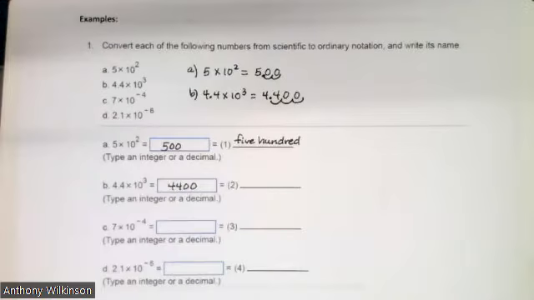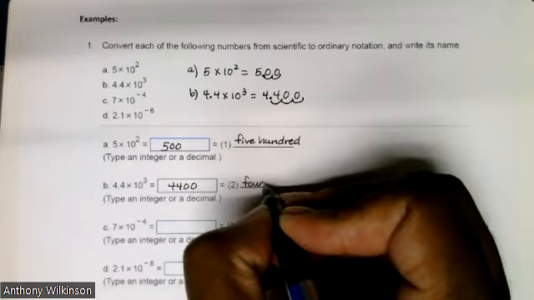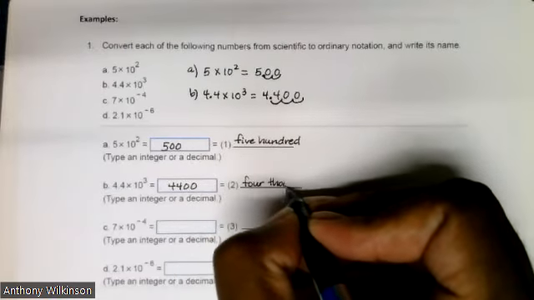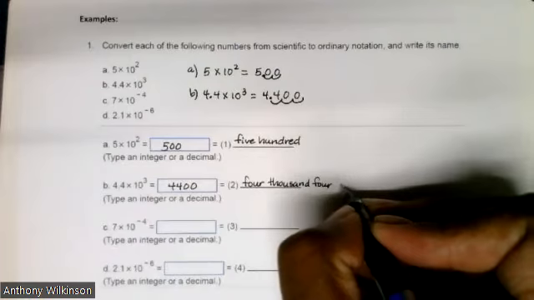And then we write that number in words. So it'd be 4,400.